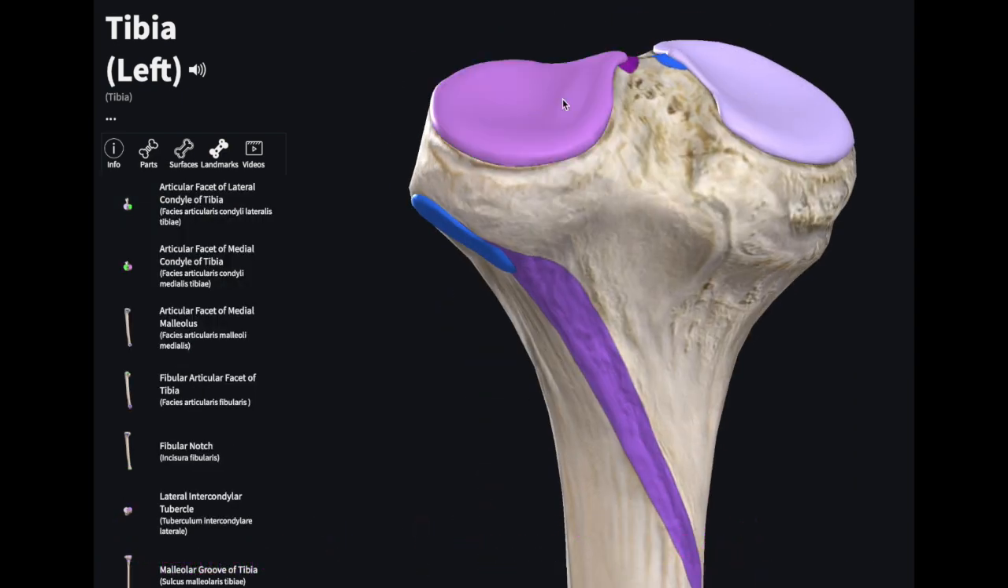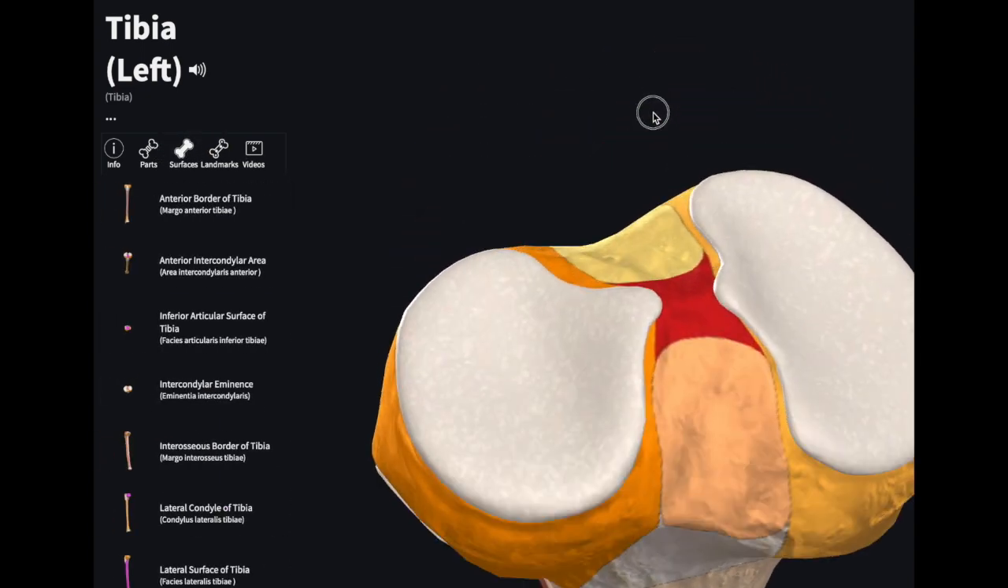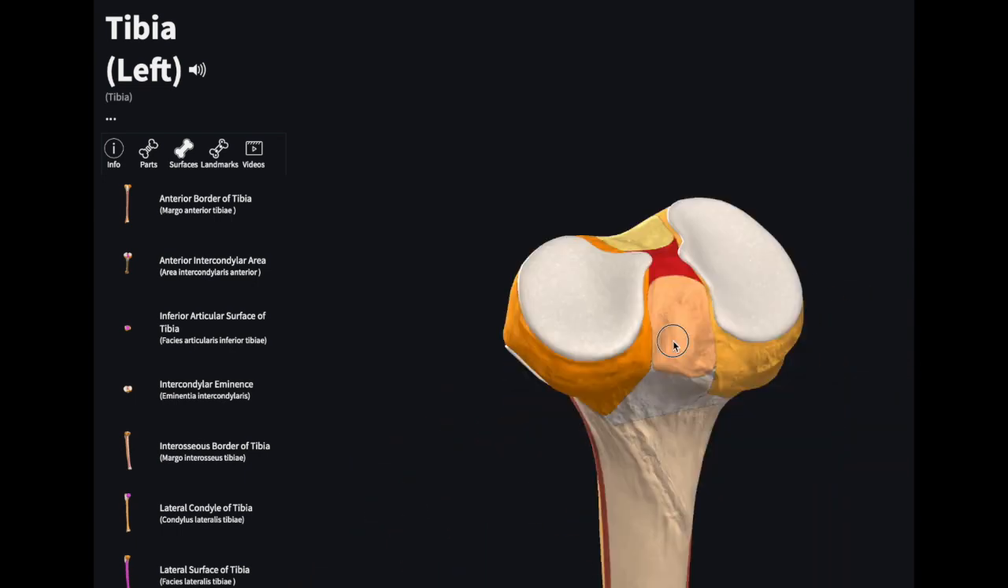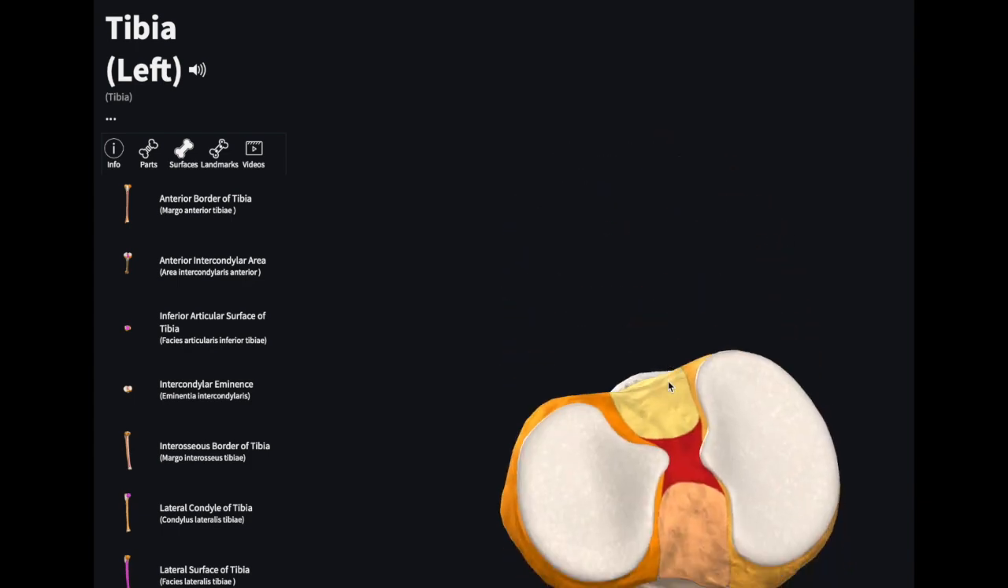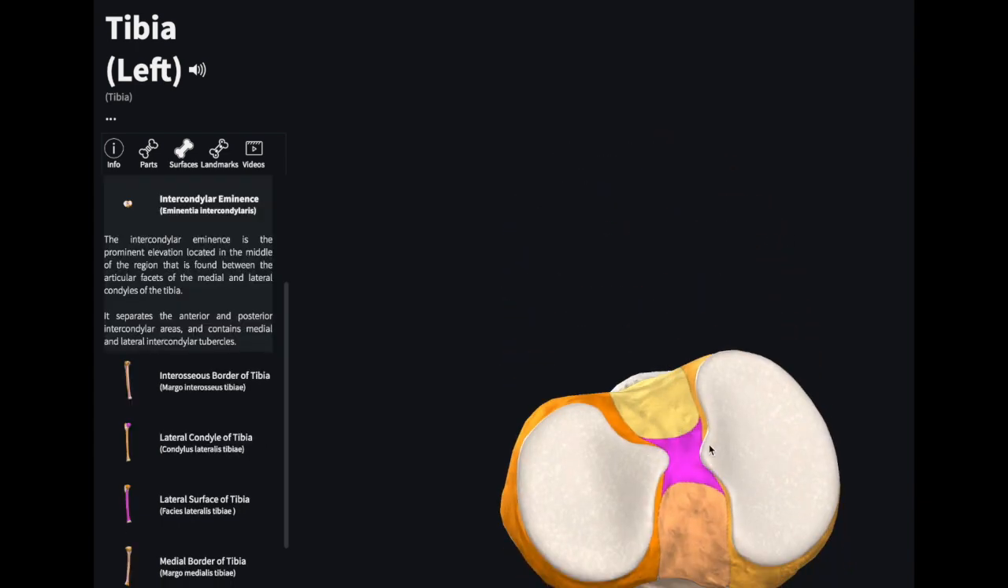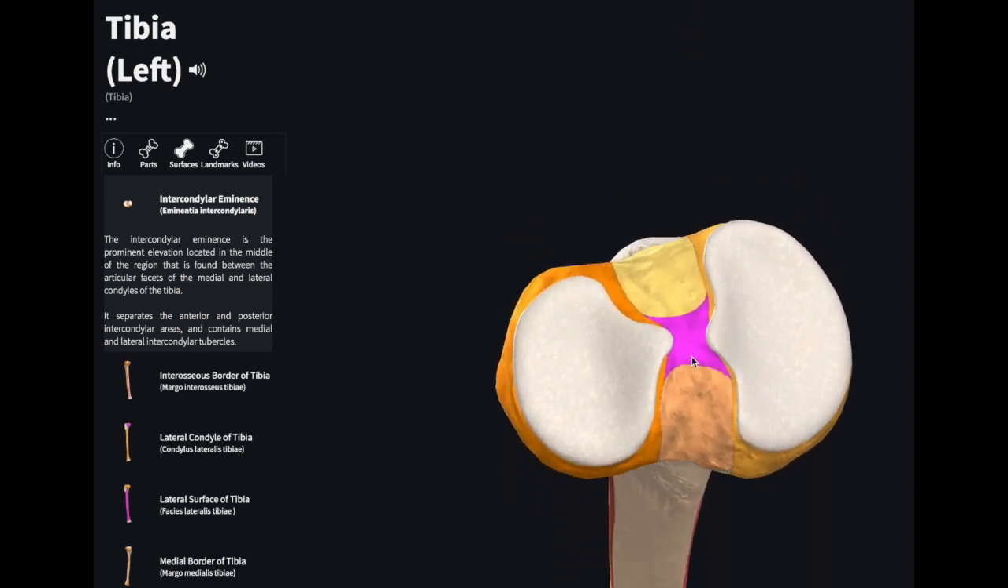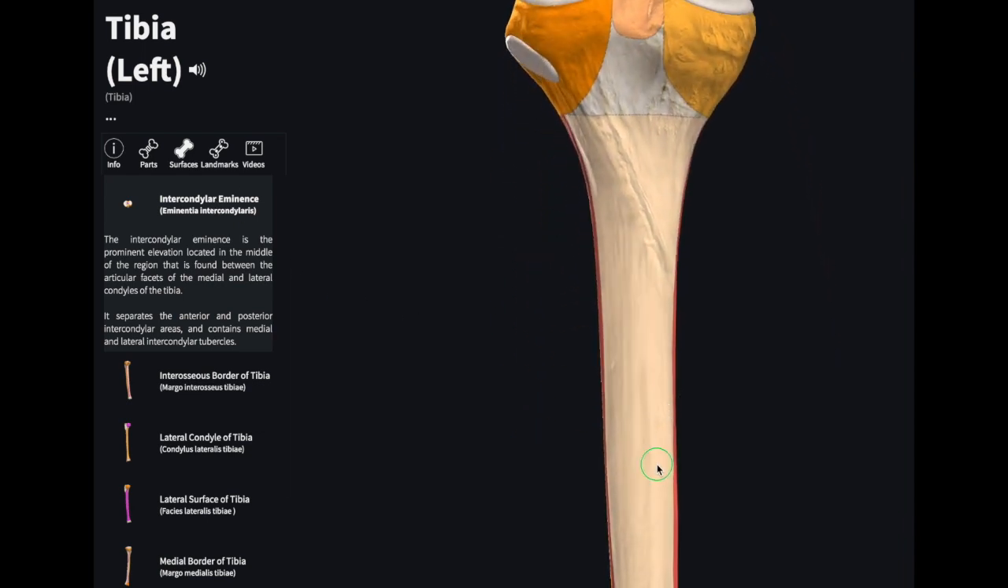In between our two facets for the femoral condyles, we have this groove that exists. So I'm going to move this away a little bit and turn it more toward us. There's this little divot that exists in between, almost perfectly on the superiormost portion. This is called the intercondylar eminence here. All right, now let's move further down.